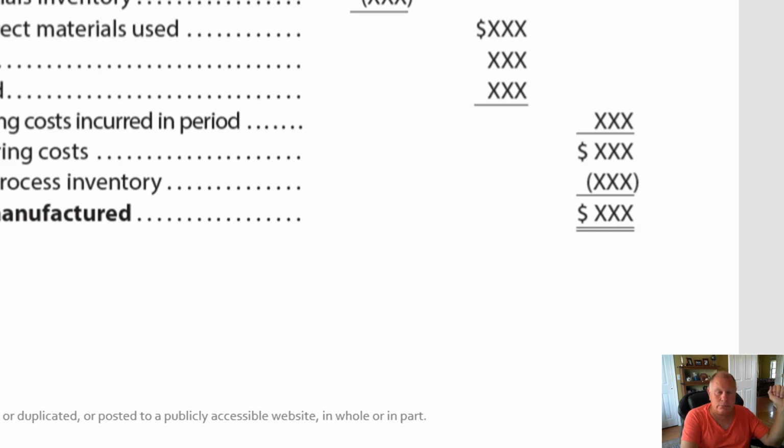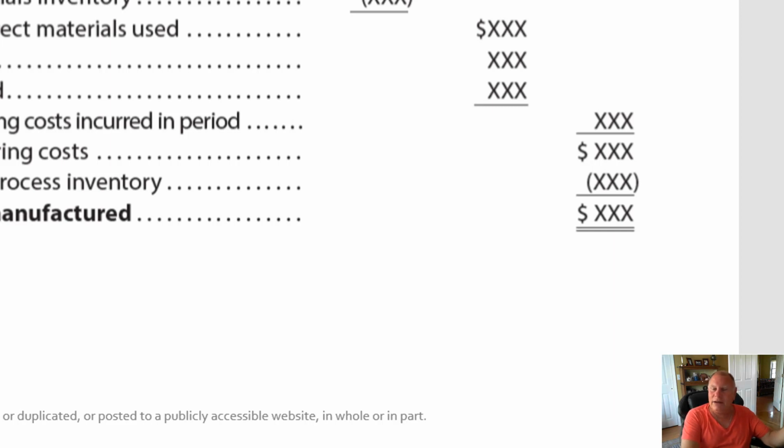When we look at the cost of goods manufactured, if you think about this conceptually, think about it from a process flow. Let's start again. What we want to do is determine the cost of goods manufactured. So we start with what was in process at the beginning of the period, because it's not done.